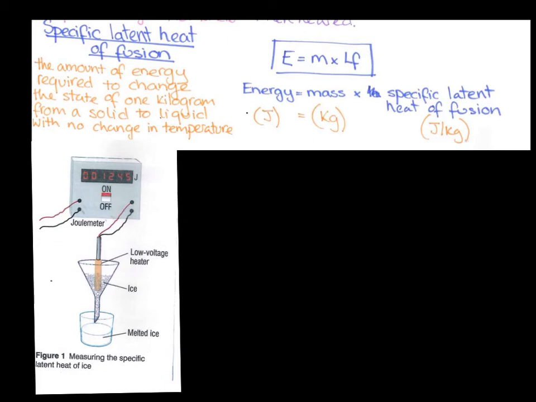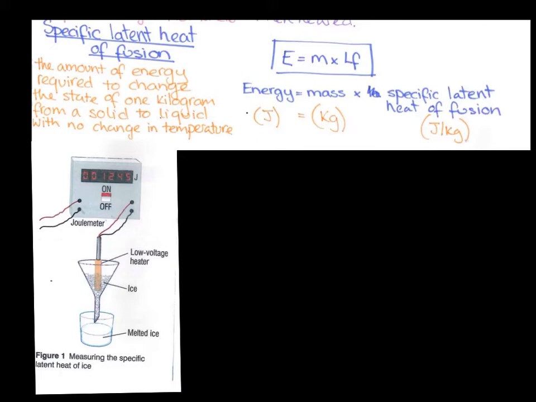Okay, so here we're going to be talking about latent heat. Latent heat is all to do with the energy involved with changing state from either a solid to a liquid or a liquid to a gas or vice versa. So this is not about the energy involved in changing an object's temperature. This is about the energy needed to change a substance from one state into another state.